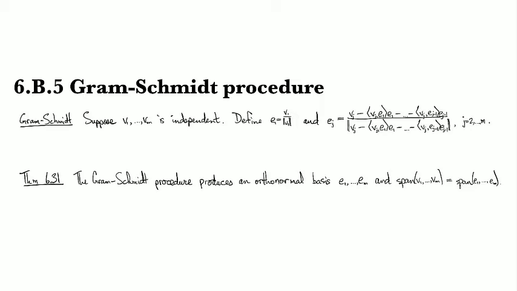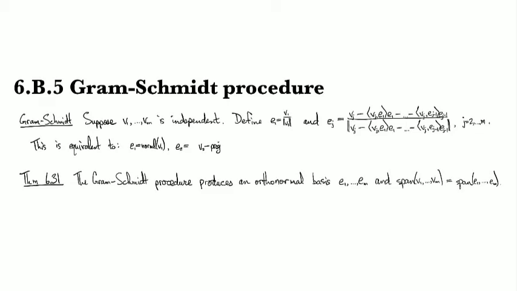This is the Gram-Schmidt procedure. So just notice that this is equivalent to saying that we take E1 to be the normalization of V1, and then E2 is going to be V2 minus the projection of V2 to E1, the thing we already had, and then we're going to normalize this.